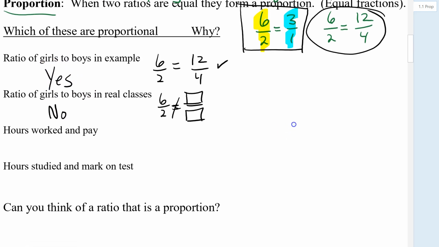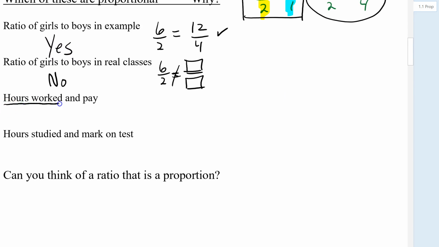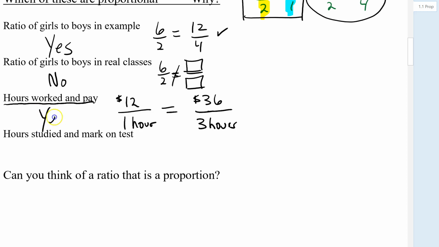How about not all of you will have a job. In fact, probably not many yet, but it'll be coming soon. The hours that you work and how much you get paid. Well, let's say that I have a job where I get paid $12 per hour. So if I worked 1 hour, and I'll put it in fraction form, 1 hour, I would get $12. What about if I worked 3 hours? I would in fact get paid $36. So hours worked and how much you get paid, those two fractions are equal. 12 over 1 is the same thing as 36 over 3, so I'd say yes.